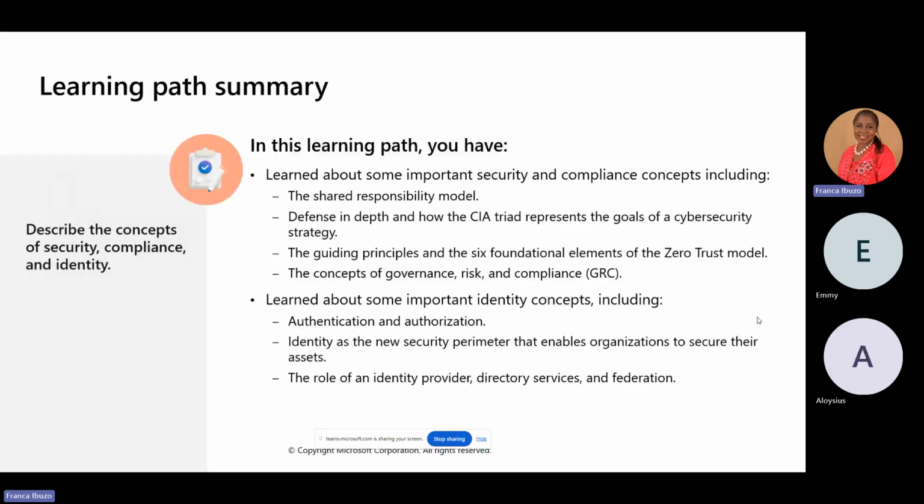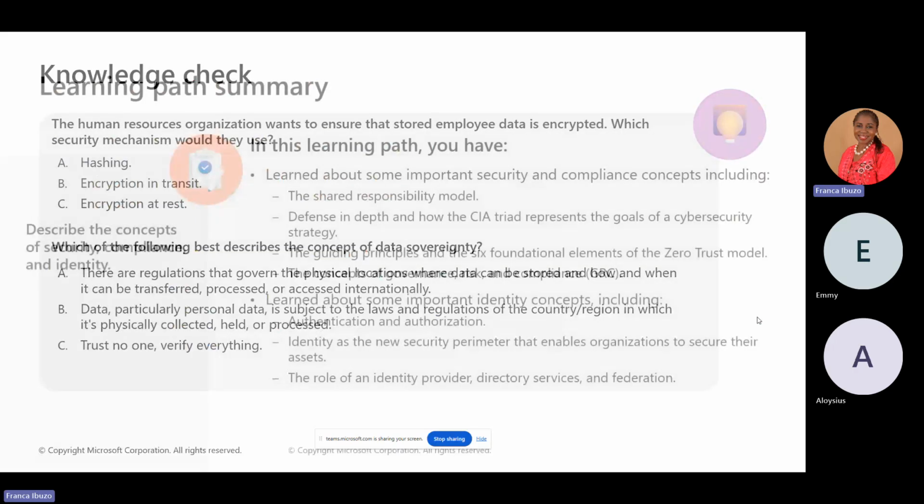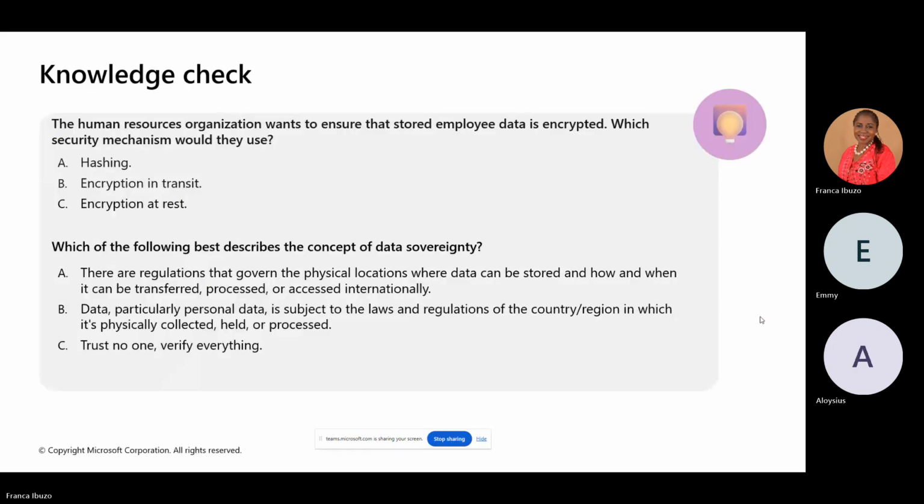Okay, we're going to go through a knowledge check. Okay, so who wants to take the first one? You might want to take the first one.